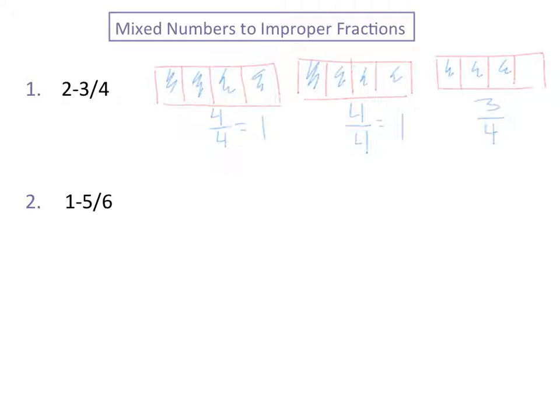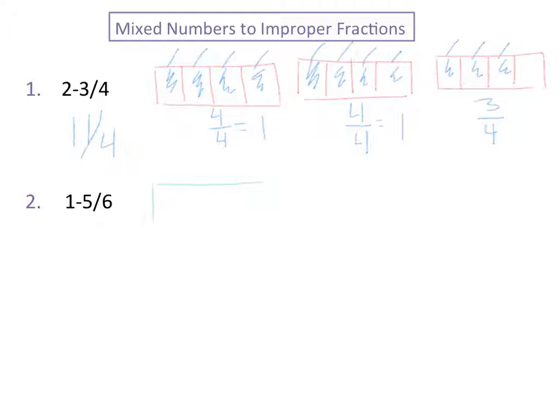So if I count up all my shaded parts, I have 1, 2, 3, 4, 5, 6, 7, 8, 9, 10, 11. So my improper fraction is 11 out of 4, or 11/4. Let's try another one. My next one is 1 5/6, 1 whole and 5/6.